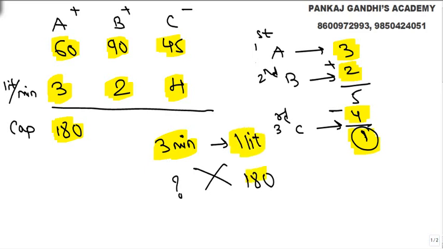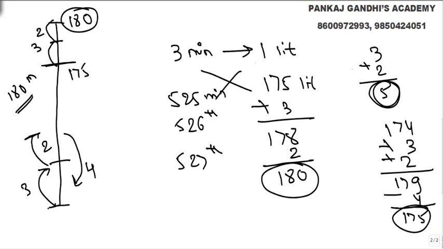So in 3 minutes they fill 1 liter in all, but we don't do it as 540. 540 is the wrong answer, because after filling, C will empty again. So how do we solve it? It's just like the monkey first goes up 3, then goes up 2, then comes down 4. Filling 3, then filling 2, then emptying 4. So net in 3 minutes it's 1 liter. In how many minutes for 180? At most it can go up 5 together. So 180 minus 5. If anyhow 175 is filled, in the next 2 minutes the tank will be filled.